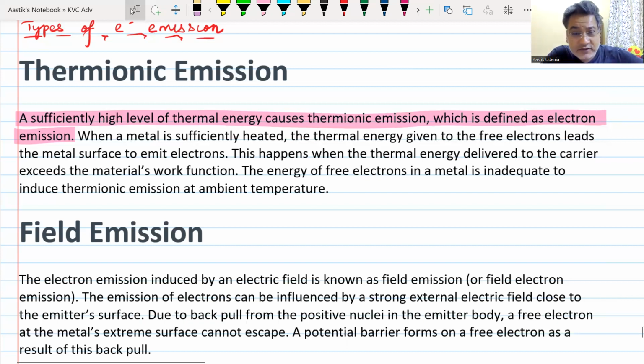So I can emit electrons in this fashion. You just need to write field emission and just write, if sufficient electric field is applied, electrons can become free. Have you noted it down? 1 minute. Okay, let me know once you are done.